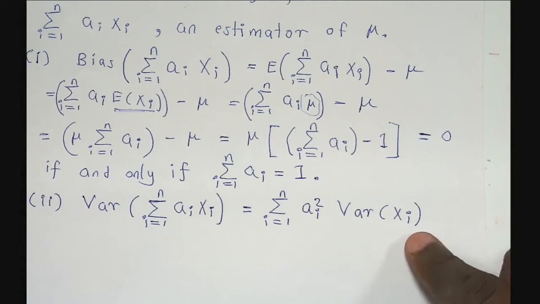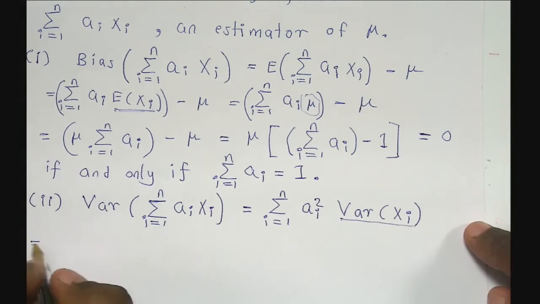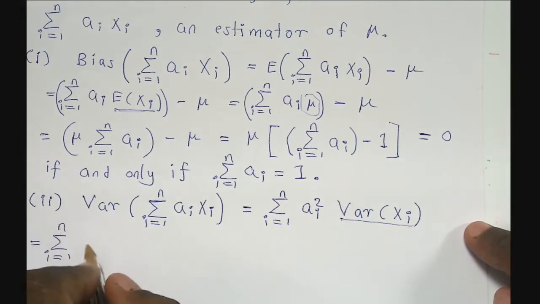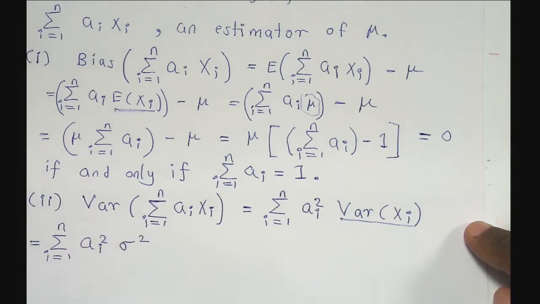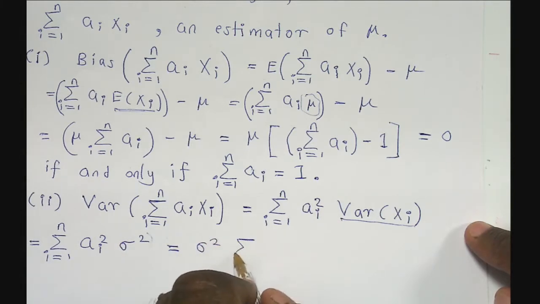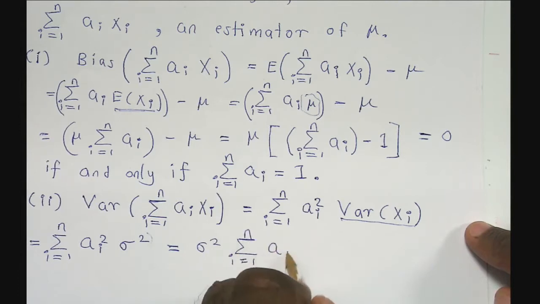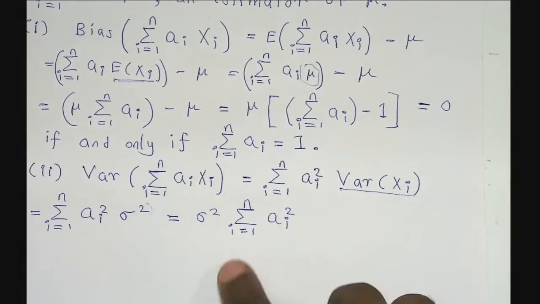Now we know that each xi has a normal distribution with variance sigma squared. So each of these is equal to sigma squared. Now sigma squared is a constant, so you can pull it outside the summation. This is what we get.